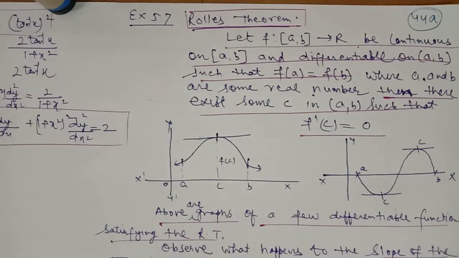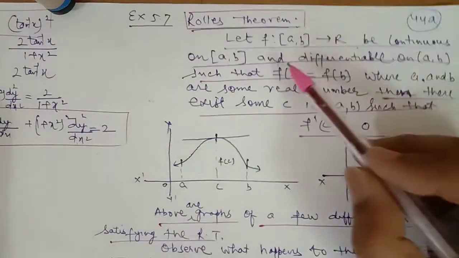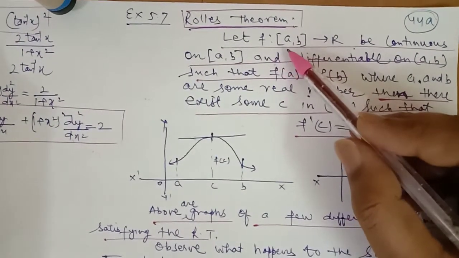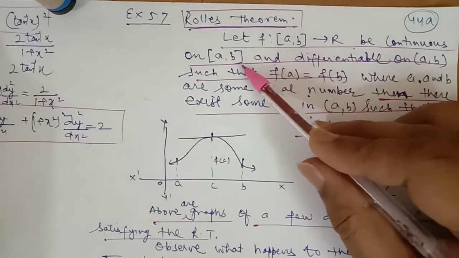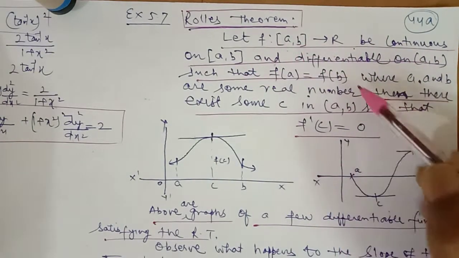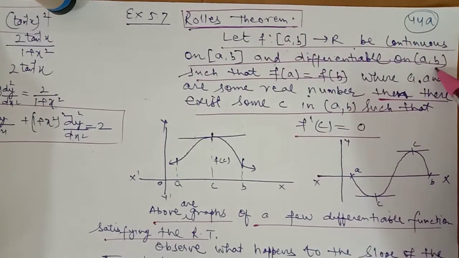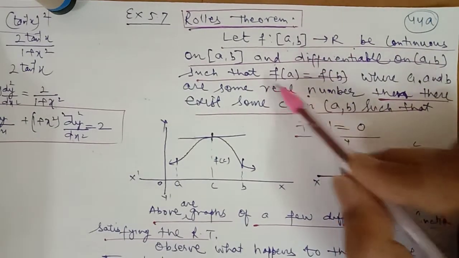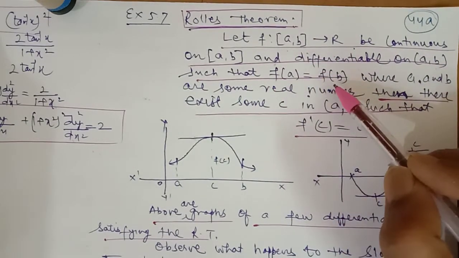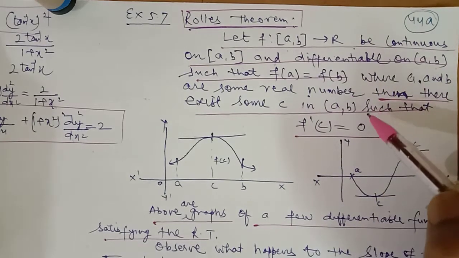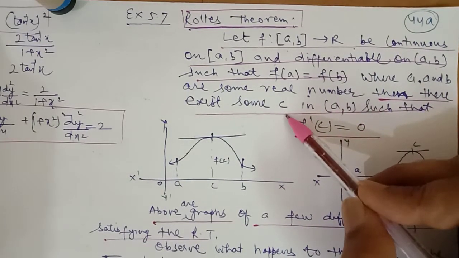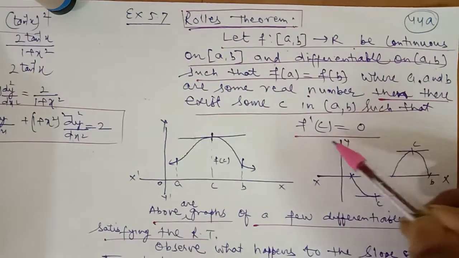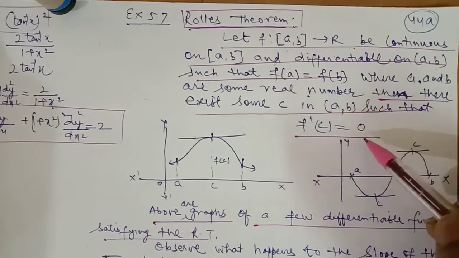Now first of all, what is Rolle's theorem? Let there be a function defined from a closed interval [a, b] to the real numbers, continuous in the closed interval [a, b] and differentiable on the open interval (a, b), such that f(a) is equal to f(b), where a and b are some real numbers. Then there exists some real number c in the open interval (a, b) such that f'(c) is equal to 0.